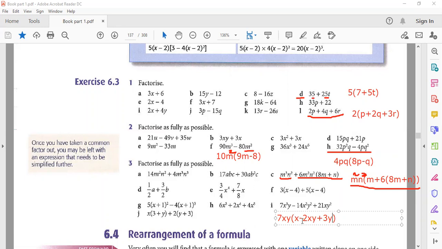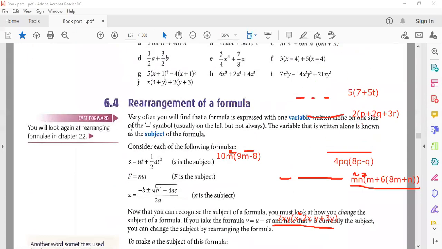Just give me a moment. So here we have, I put the square here, and it's xy, and here is also y. This is your right answer. Here is a square, so remember this thing. Let's move to the next exercise, 6.4.